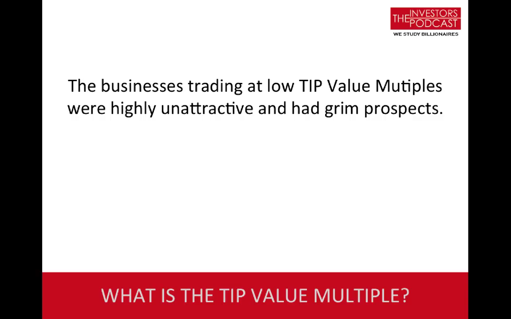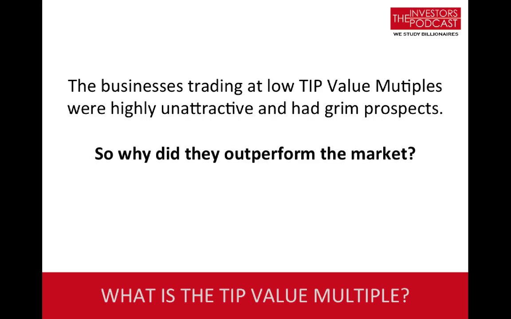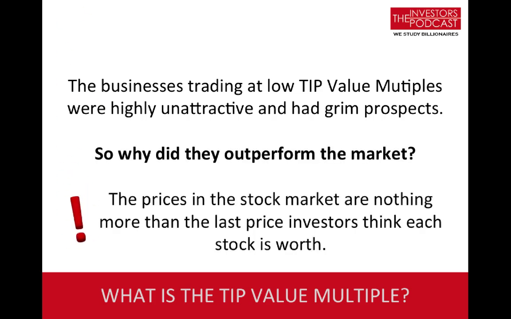Now, that might not make any sense to you because I just said that they will be outperforming and still they look unattractive. Well, remember that the prices in the stock market are nothing more than the last price investors think each stock is worth. That means that if for one reason or the other investors find one stock unpopular in particular, you'll be able to buy it at a very low price. You won't find low TIP multiple stocks in fashion or in high growth industries. You'll rather find boring businesses with unappealing prospects, showing a way too unstable track record for you to get excited.